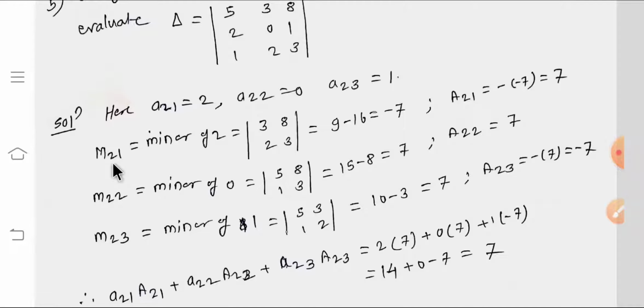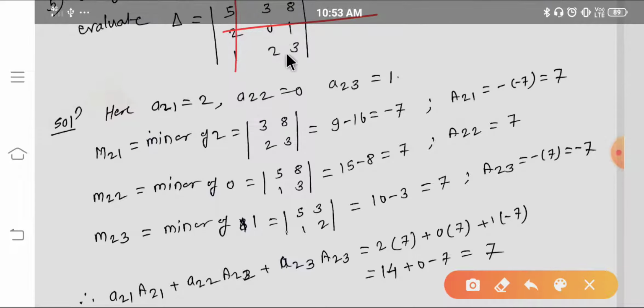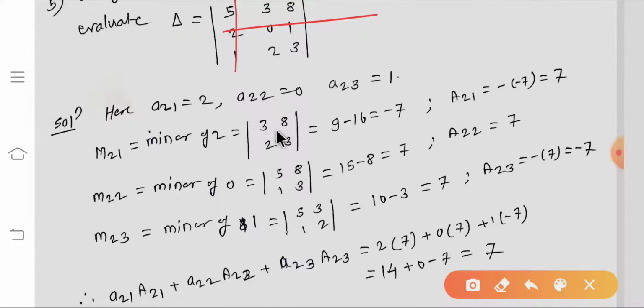The minor of 2 is the determinant obtained by deleting this row and this column. So the determinant of 3 8, 2 3 is 3 times 3, which is 9, minus 16, which is minus 7. The corresponding cofactor of 2 has a negative sign, so it is plus 7, because minus 1 raised to 2 plus 1, which is 3, an odd number, is minus 1, and the corresponding minor is minus 7, so minus 7 gives plus 7.